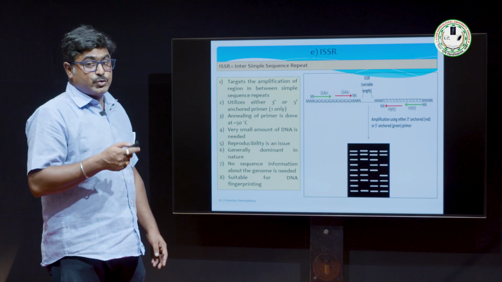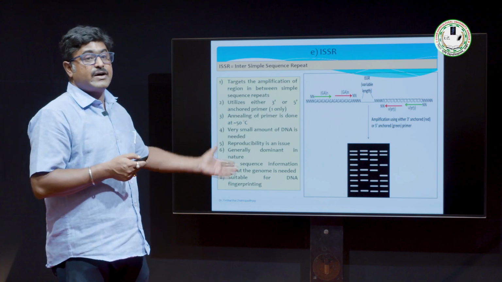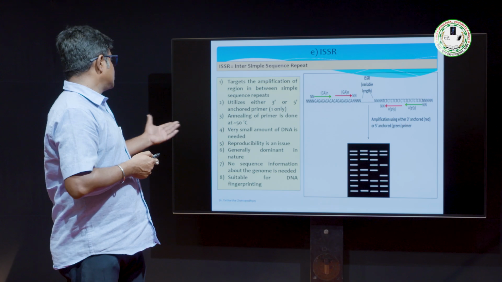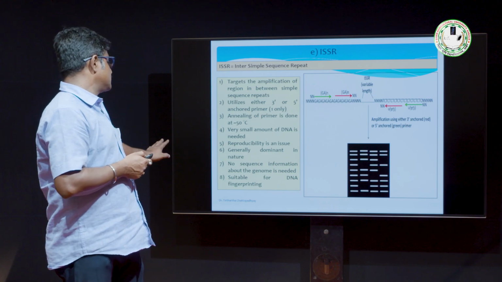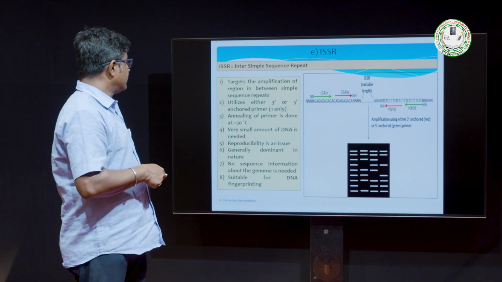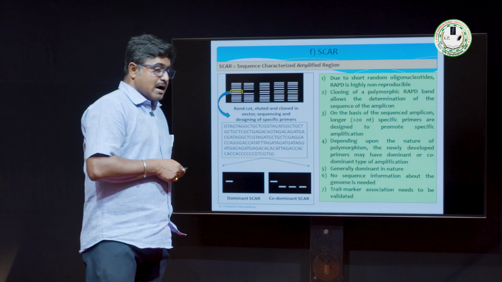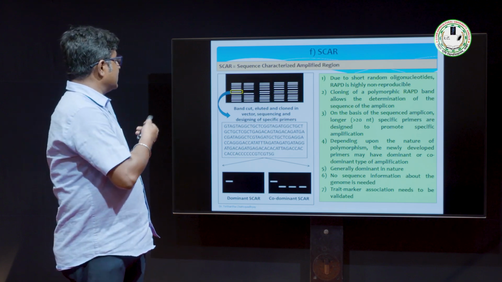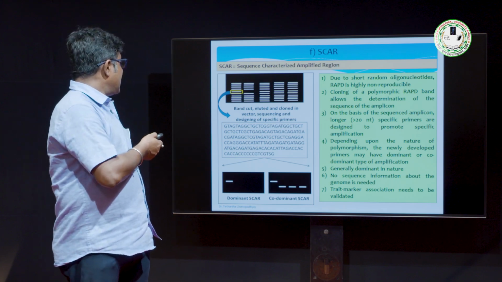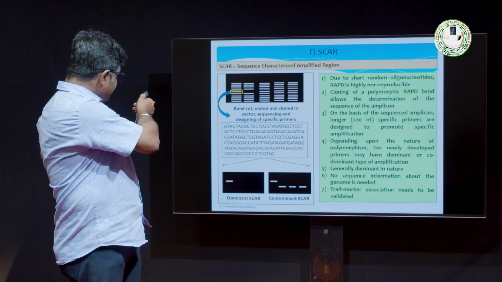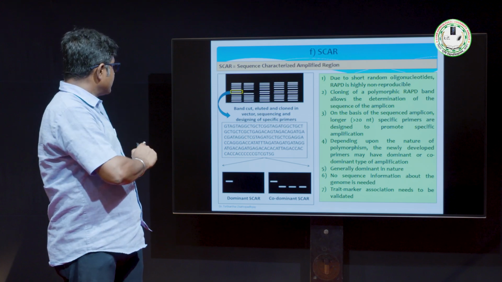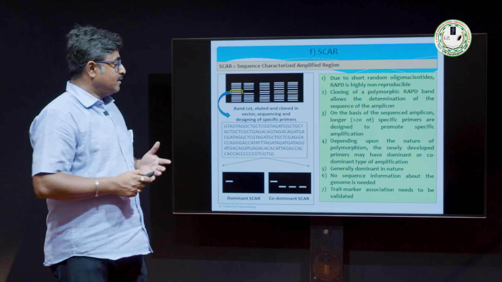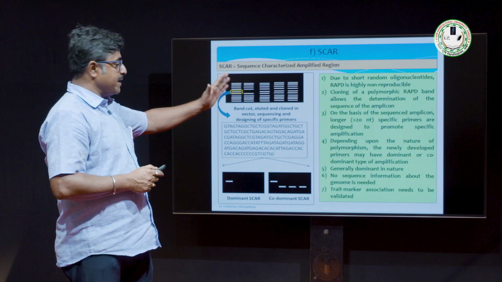Reproducibility again is an issue in the case of ISSR because it's a kind of RAPD. You can see no sequence information is needed and it is suitable for DNA fingerprinting. Next I come to SCAR. I have already discussed the RAPD technique, and you can see that suppose there is one band which is coming in a RAPD but is not present in the other parent.